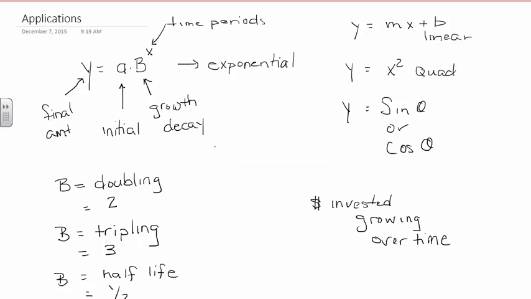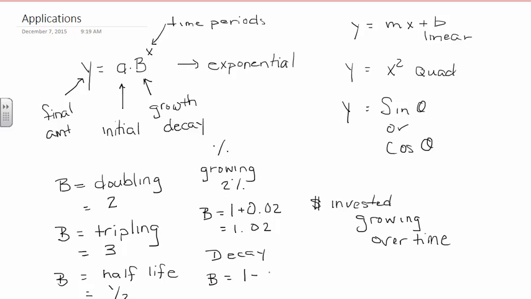What we have to just sort of keep in mind is sometimes b is going to come in the form of a percent. So if something is growing at a rate of 2%, we need to first change that to a decimal and add it to 1. So b will be 1 plus decimal 0.02. If something is decay, if we're losing it, then we need to take that percent and subtract it from 1. So these are our b values that we substitute in our word problems.